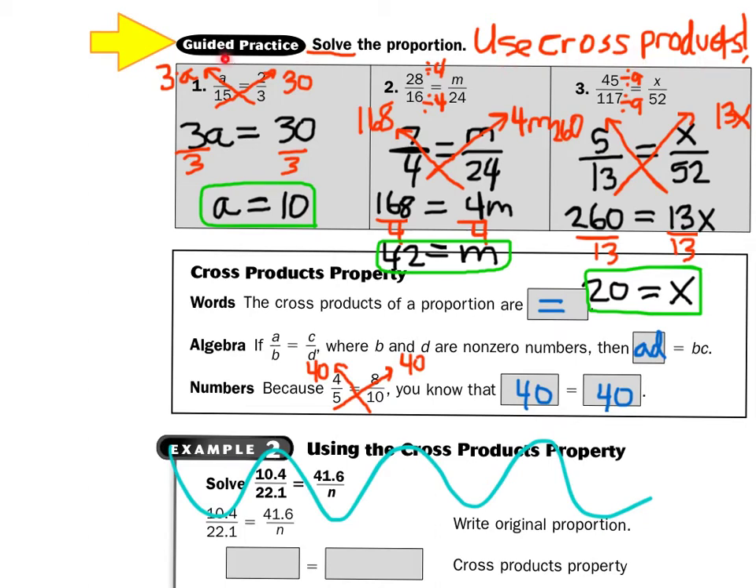So number one started as A over 15 equals 2 over 3. So I started at the 15 with my red pen and I shot the arrow across. So 15 times 2 gave me 30. And then start at the 3 and shoot the arrow across. 3 times A, remember 3 times A in algebra would be 3A. And now let them fall straight down. So the 3A falls straight down, the equal sign comes straight down, and the 30 comes straight down. So now I have 3A equals 30.